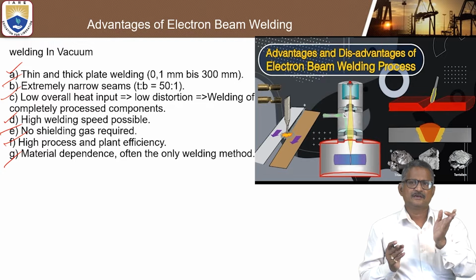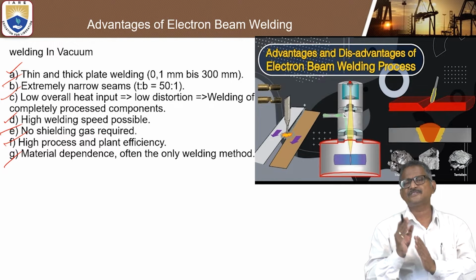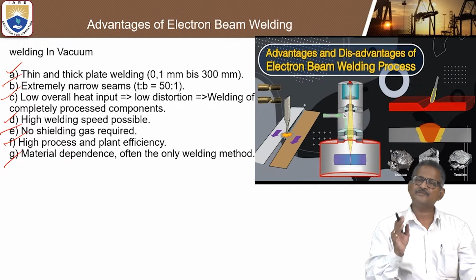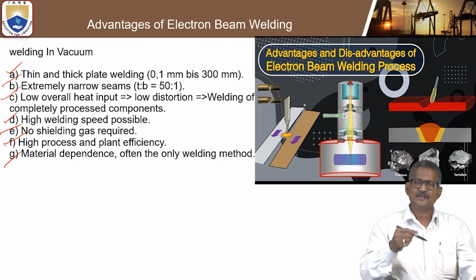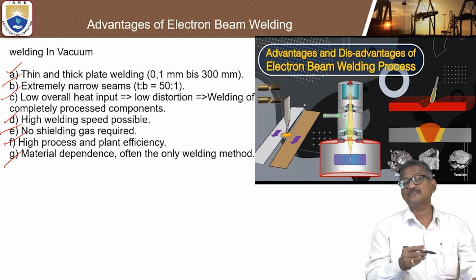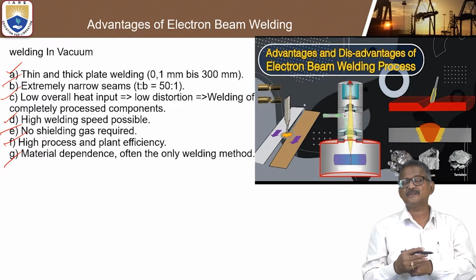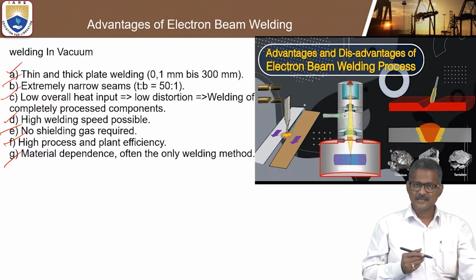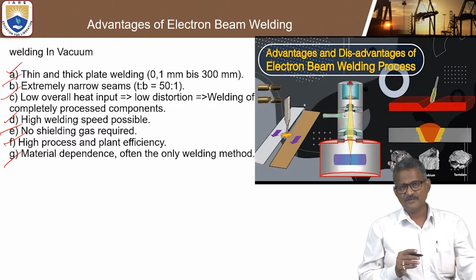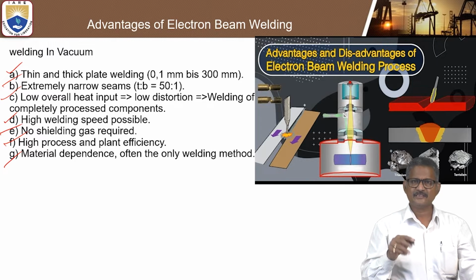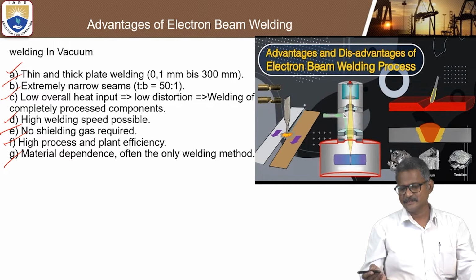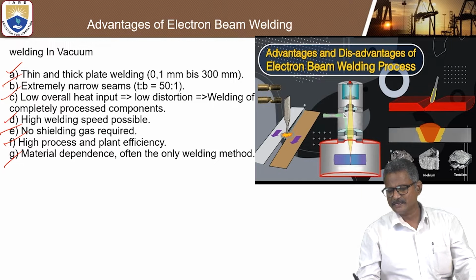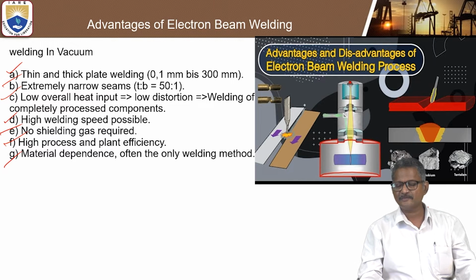Then only can we go for which type of welding method EBM is suitable for, because this high temperature, 25,000 degrees centigrade, can withstand that material. That is why it is often the only welding method used where material dependence can occur, such as with titanium, niobium and tantalum type of material.